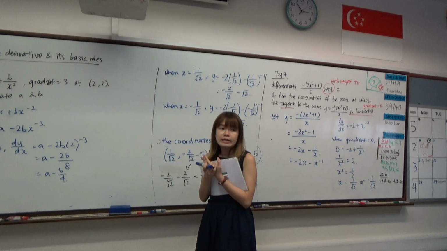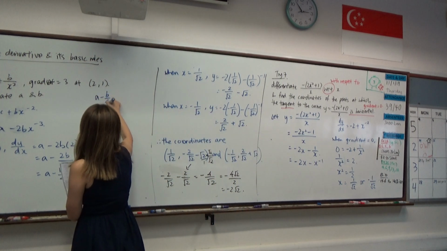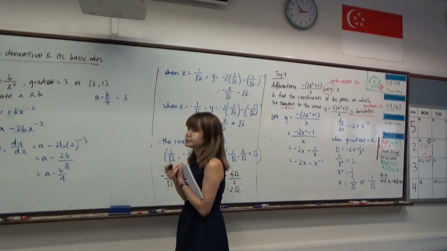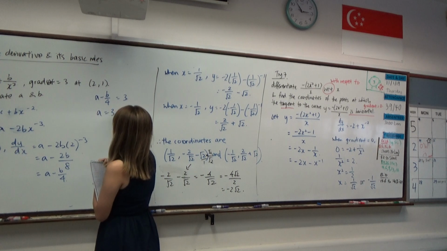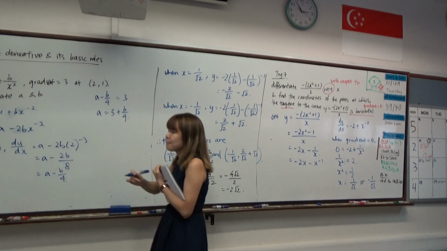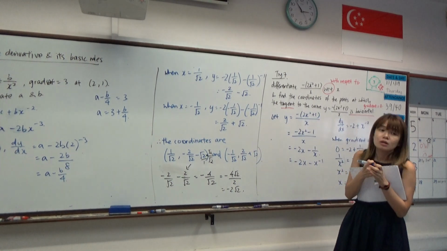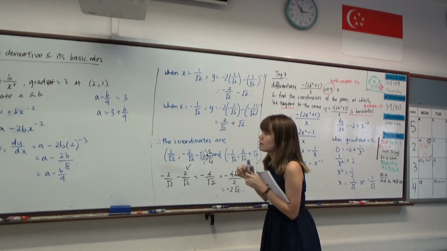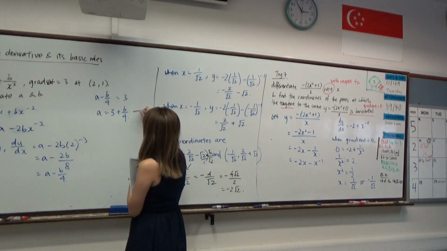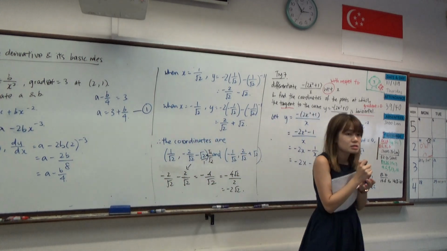And then since we know that the gradient is equal to 3, a minus b over 4 is equal to 3. So a equals 3 plus b over 4. Since we have two unknowns that we are trying to find, we will need how many equations to solve? 2, right? So we have only one equation now. How do we go about finding a second equation to do simultaneous equations?